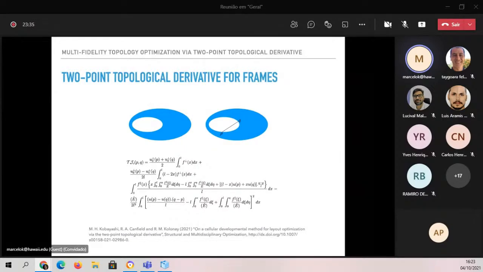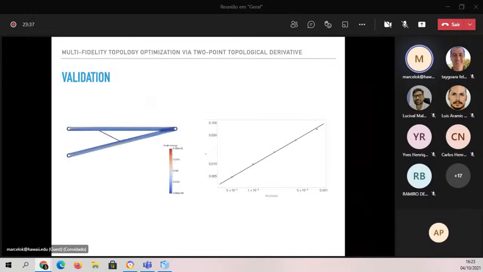So how does that work? Okay, so here's a validation first. This is a comparison of the expression that I just showed here with the form.